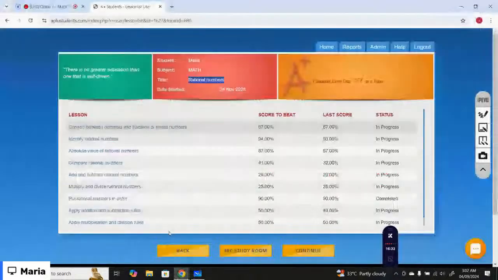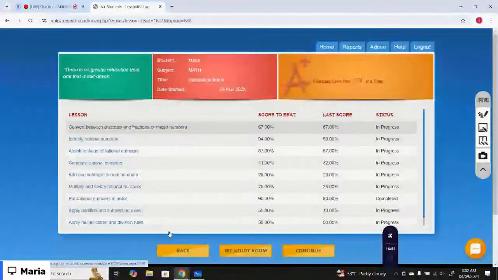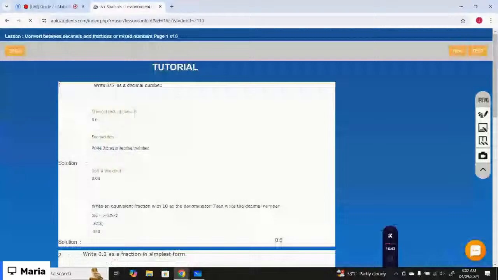Here I'm on grade 7 math. The chapter we're on right now is rational numbers. Let's just start with the first lesson, that is convert between decimals and fractions or mixed numbers. So the first one is 3 by 5 as a decimal number. So which is the correct option? You have to write 3 by 5 as a decimal, right? How do we write?